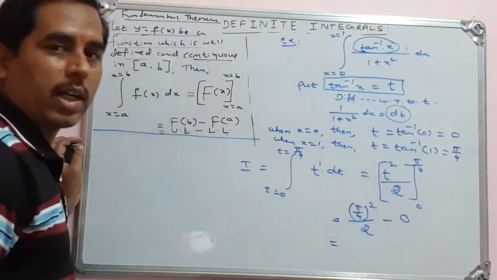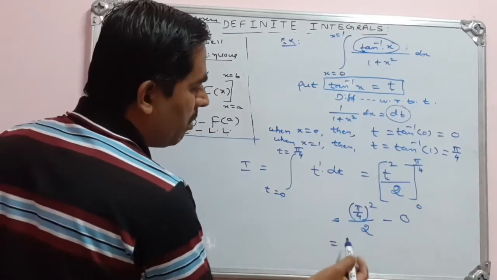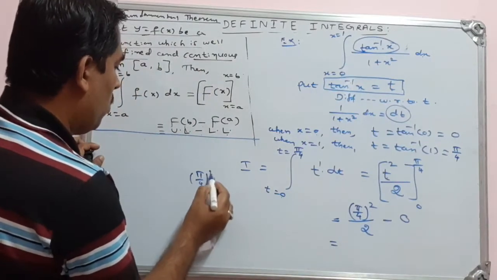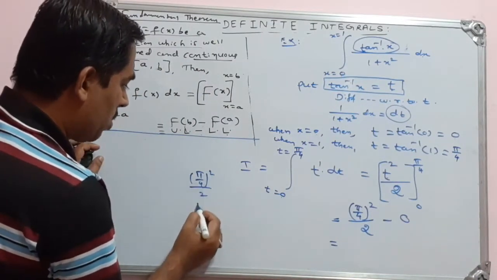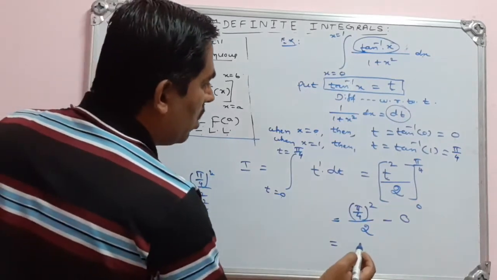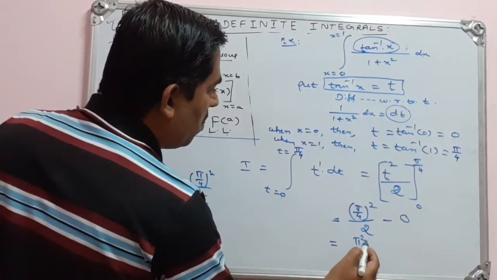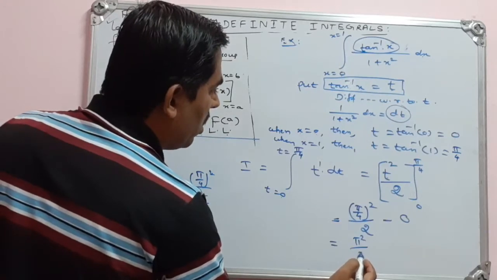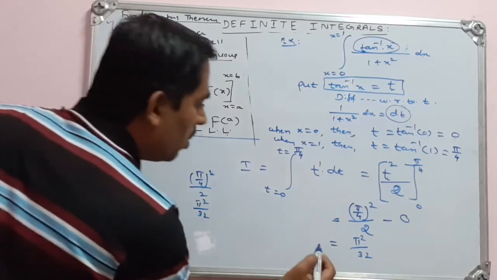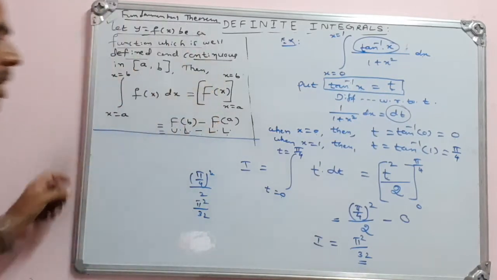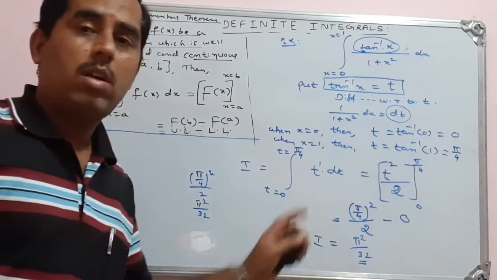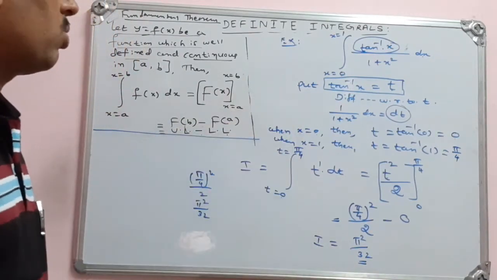Now we can calculate this very easily. Pi by 4 whole square means pi square divided by 16. Pi by 4 whole square by 2, so pi square divided by 16 into 2, that will be 32. So that is pi square divided by 32. This is our answer. Here also we have used the substitution method.